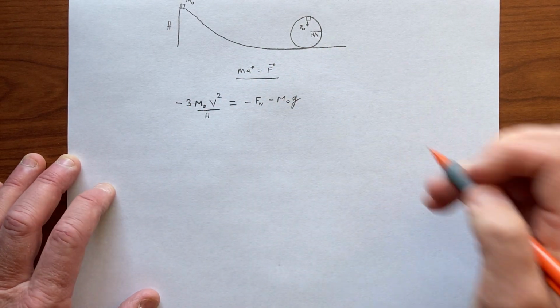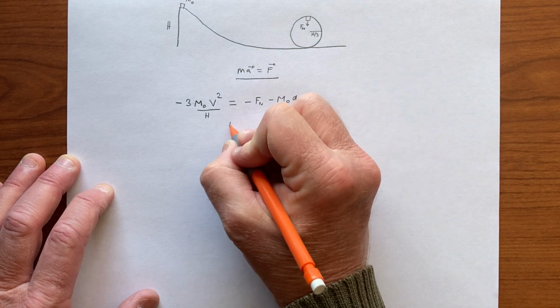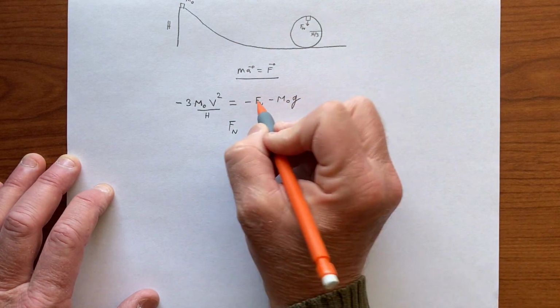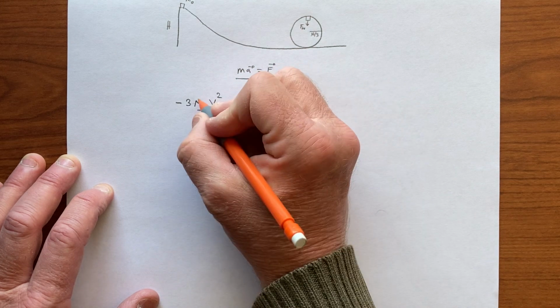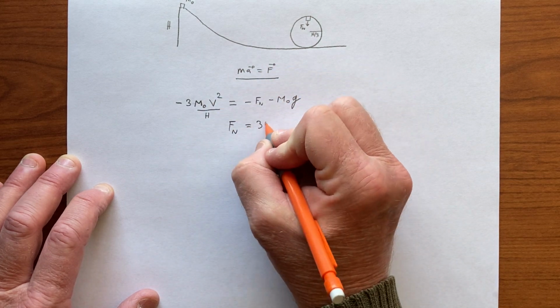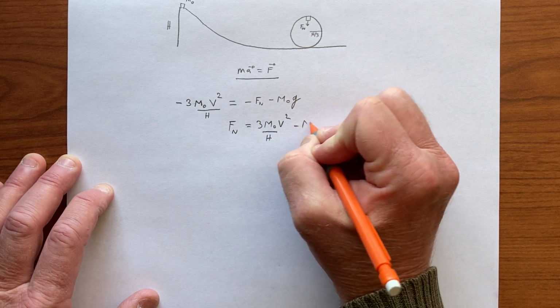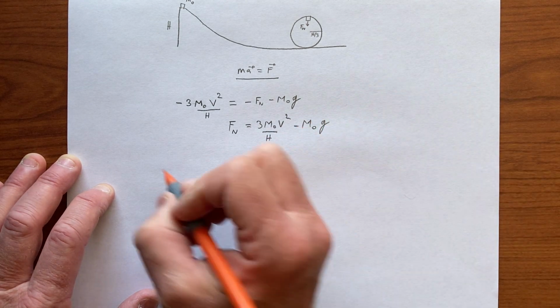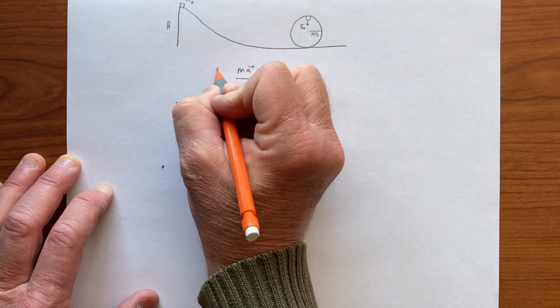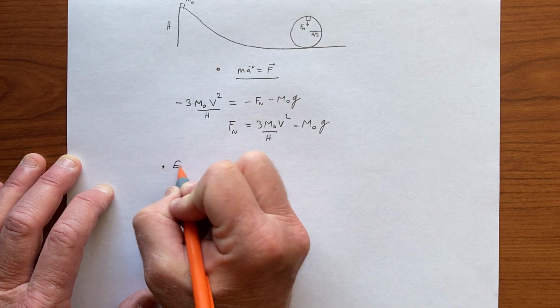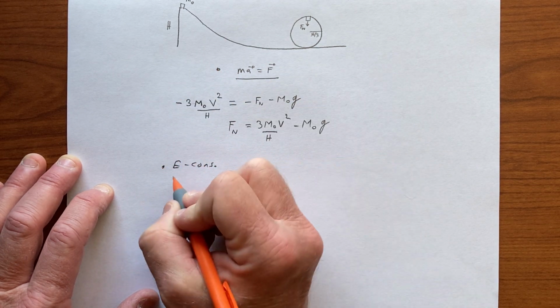there. So this tells us that Fn is equal to, I'm going to bring this to this side, and so it's going to be 3 m naught times the unknown speed squared over h, minus m naught g in this case. And so the next principle that I need is energy conservation to find the speed.